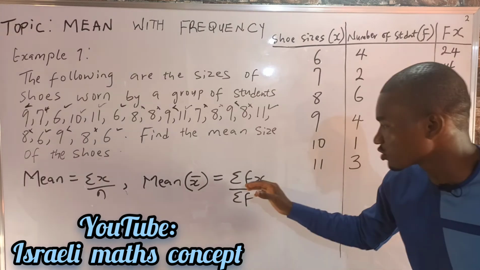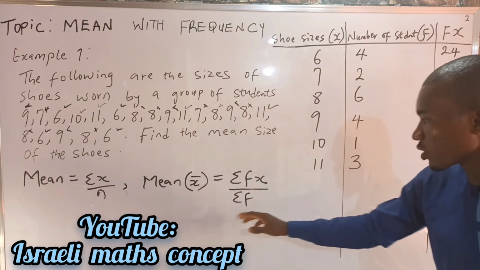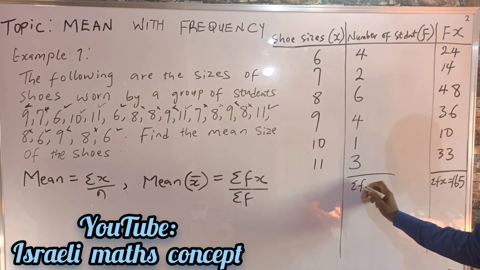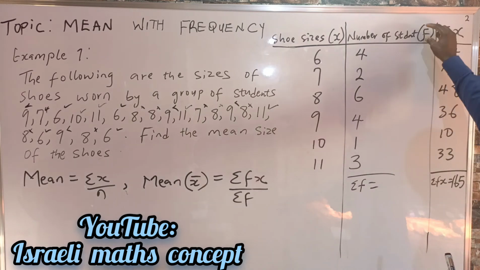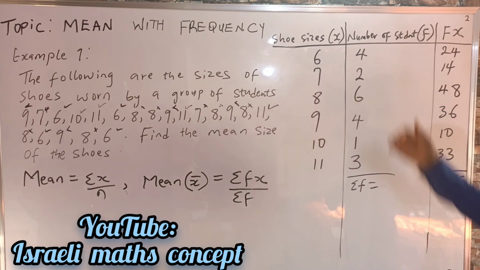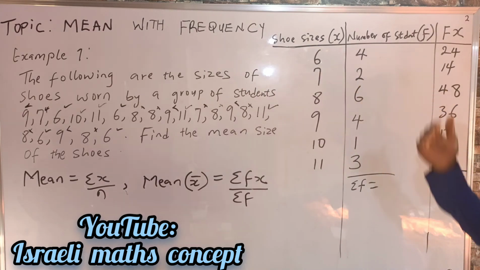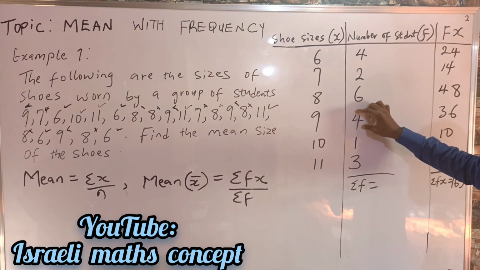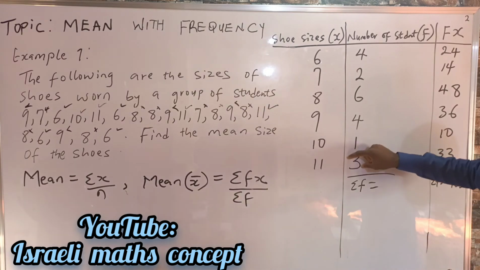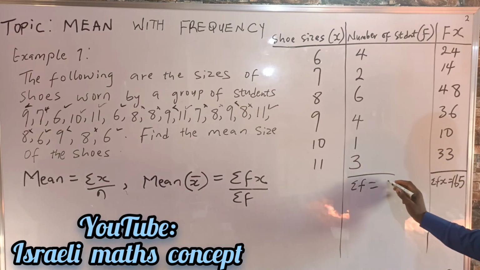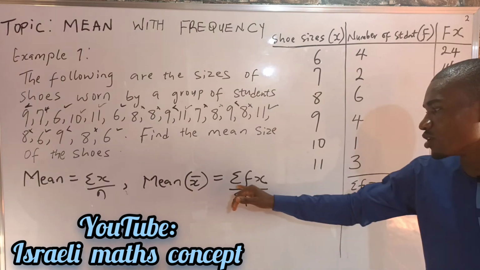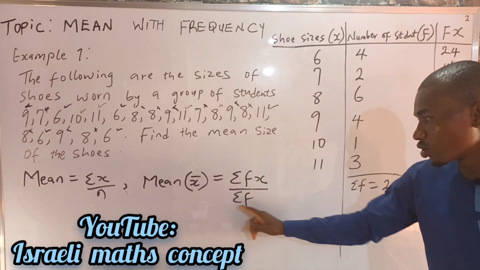Okay, in our formula, apart from the summation of fx, we also have summation of f. So coming here also, we have summation of f. That is the summation of all the frequencies here. So let's sum it now. 4 plus 2 will give us 6, and 6 plus 6 will give us 12, and 12 plus 4 will give us 16. 16 plus 1 will give us 17, and 17 plus 3 will give us 20. So we have summation of f as 20. So I guess we are through with summation of fx and also summation of f.